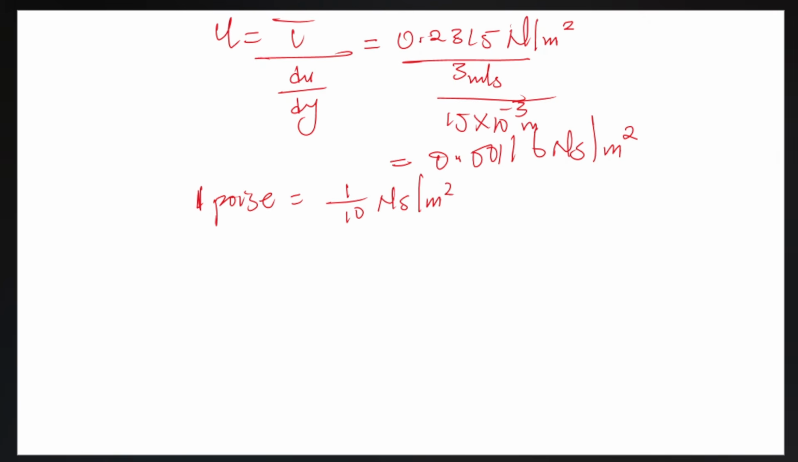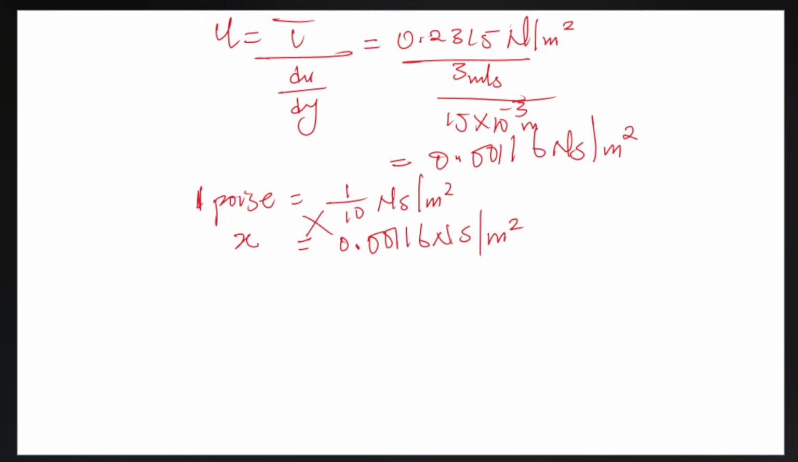Now, in essence, we are to get this value in poise, and we don't know what this value is in poise. So we represent that value as X. And we know that X is equivalent to 0.00116 Newton seconds per meter square. So what we do is we cross multiply.